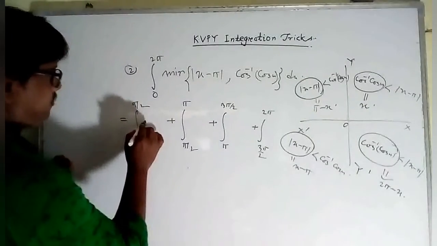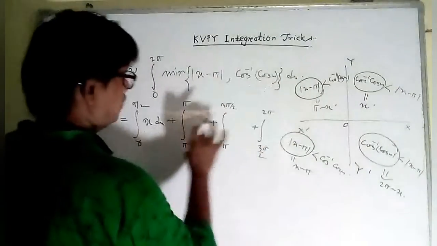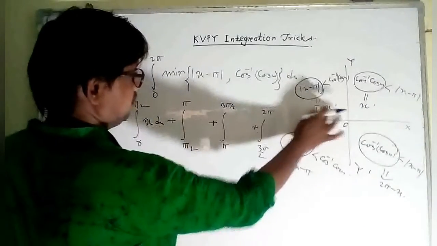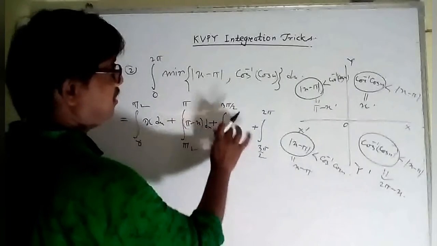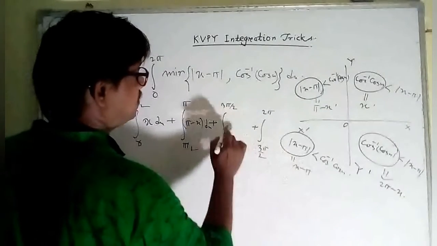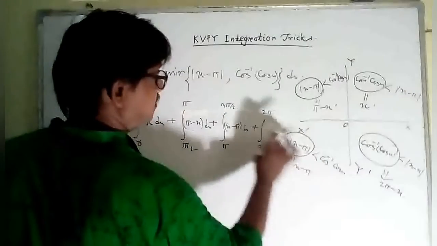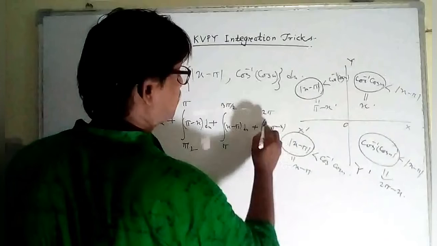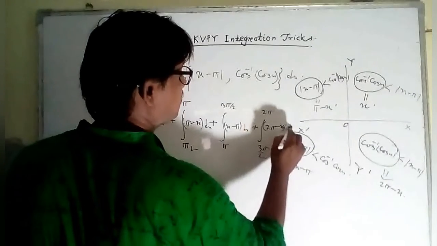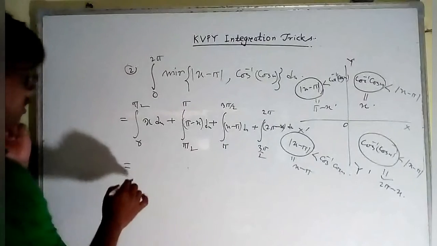Here the functional value is x dx. Here the functional value is pi minus x dx. Here the functional value is x minus pi dx. And last, the functional value is 2 pi minus x dx. Just simple integrations we have to calculate.